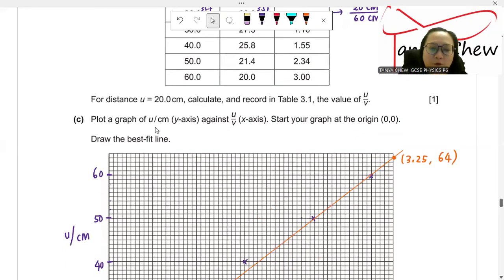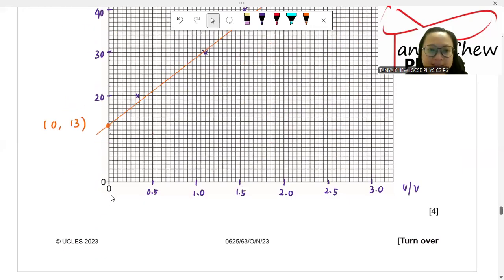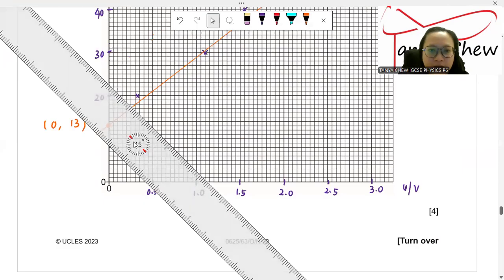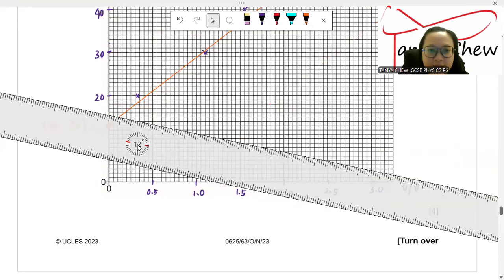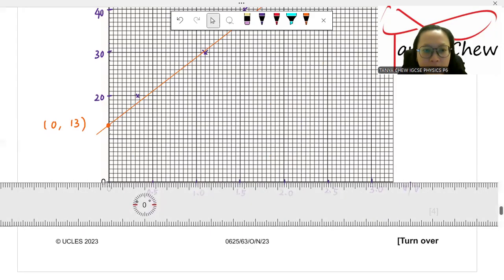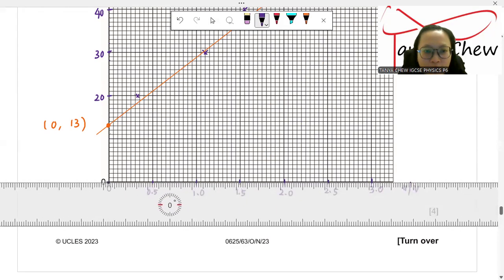Now see, plot a graph of u on the y-axis against u over v on the x-axis. Start your graph at origin 0, 0. Draw the best fit line. So this is my graph. My scale on the x-axis, let me draw it out: one big box is 0.5. So this is my scale on the x-axis.